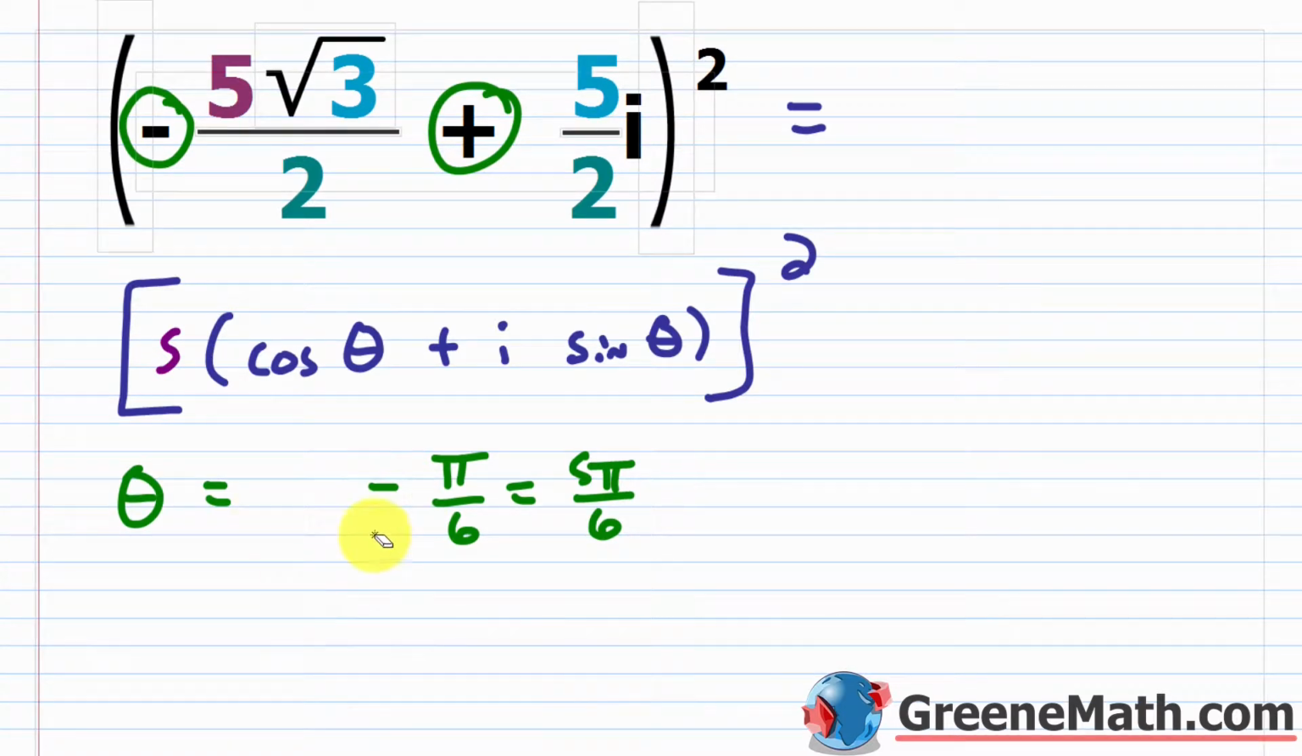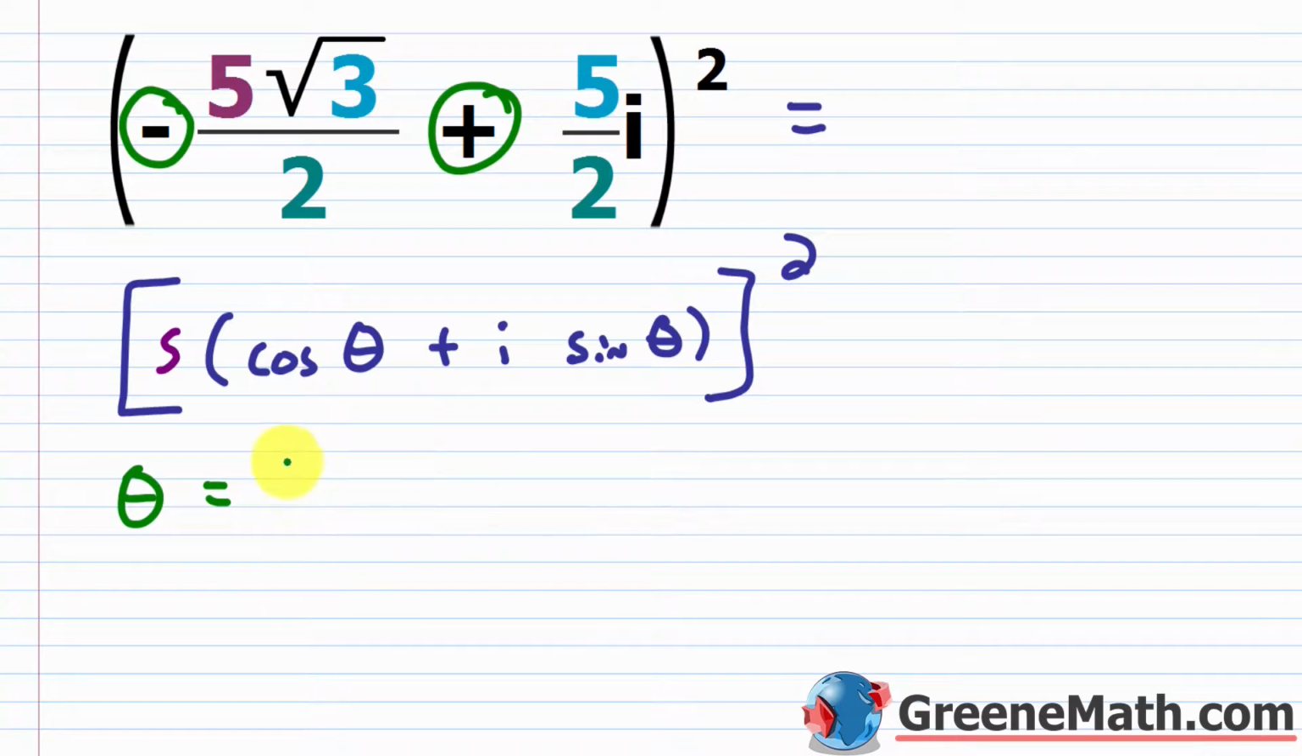So let's do 5 pi over 6. So that's the tedious part. So let's just erase this and this and go 5 pi over 6. Of course, you can put 150 degrees in there if you feel more comfortable with that. That's up to you. Okay, so now that we have this done, finding our result here is really easy.